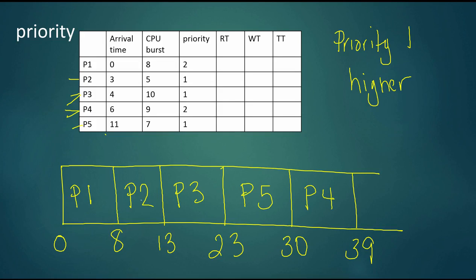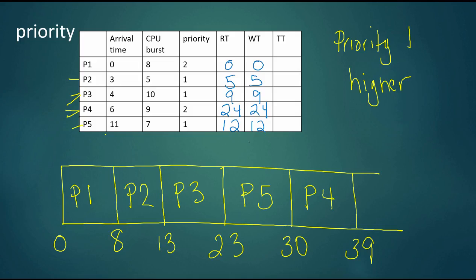So once again, it takes 39 time units, and you can calculate the response times and the turnaround times. P1 arrived at time 0, response time of 0. P2 arrived at time 3, response time of 5. P3 arrived at time 4, has a response time of 9. P4 arrived at time 6, has a response time of 24. And P5 arrived at time 11 and has a response time of 12. You can add this up and divide it by 5, and you would get the average.